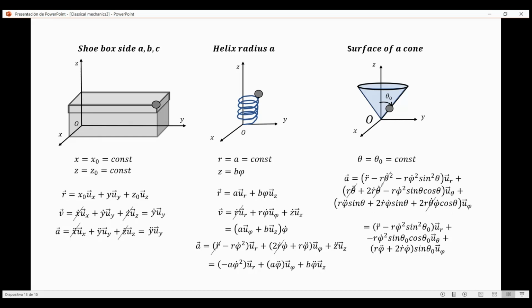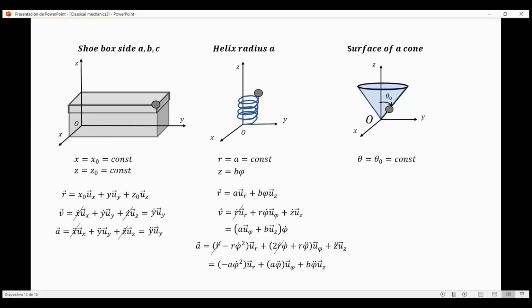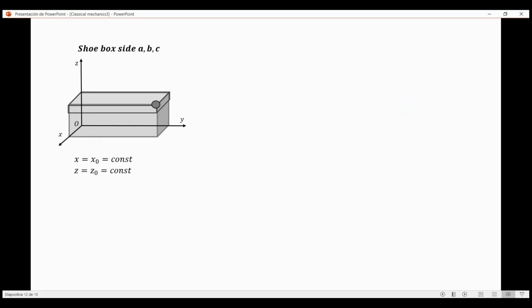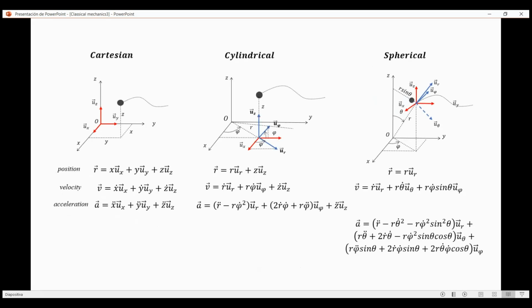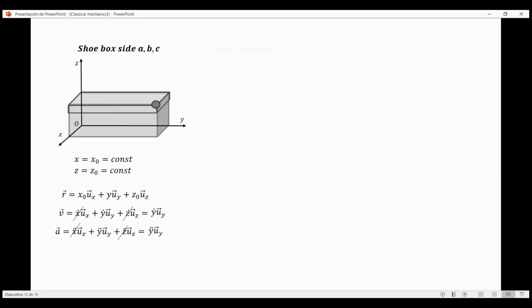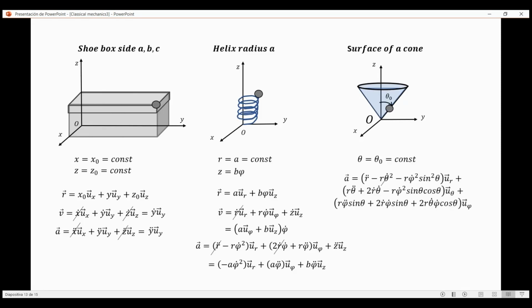So I hope with these examples you get more familiarized with how to use these expressions of position, velocity, and acceleration depending on the situation. All we have to do is get this sheet of paper from before, and depending on the problem that we have, apply these expressions and substitute accordingly r dot or phi dot or whatever the situation is, as we've seen here with these examples.